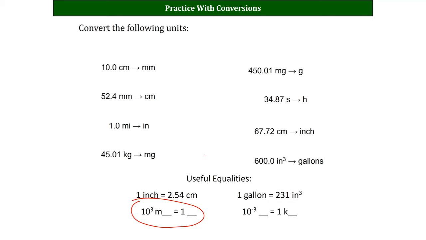So what you can always do is say, okay, well, 10.0 centimeters, and I know that 100 centimeters, 10 to the 2 centimeters, is 1 meter, because I have my conversion sheet with that list of prefixes. And then you can say, okay, well, now I also know that 1 meter is 1,000 millimeters.